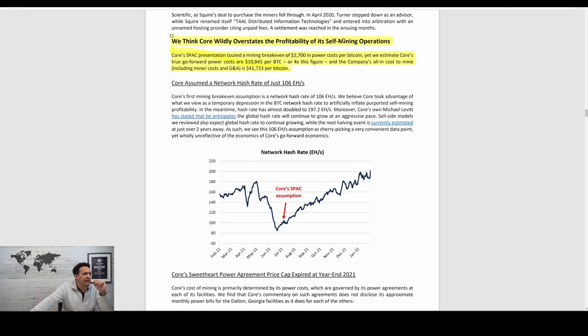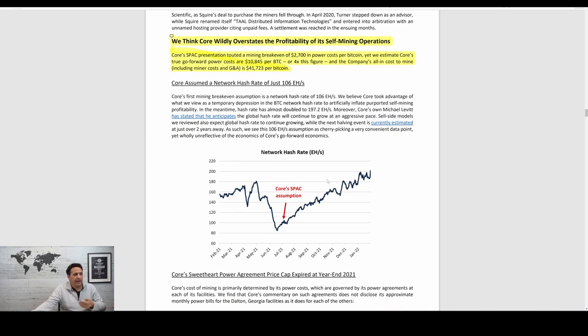Core SPAC presentation touted a mining break-even of $2,700 in power cost per Bitcoin. Yet we estimate Core's true go-forward power costs are $10,845 per BTC, or four times this figure. And the company's all-in cost to mine, including miner costs and G&A, is $41,723 per Bitcoin. They start by pointing out that they assumed a hash rate at about 106 exahash.